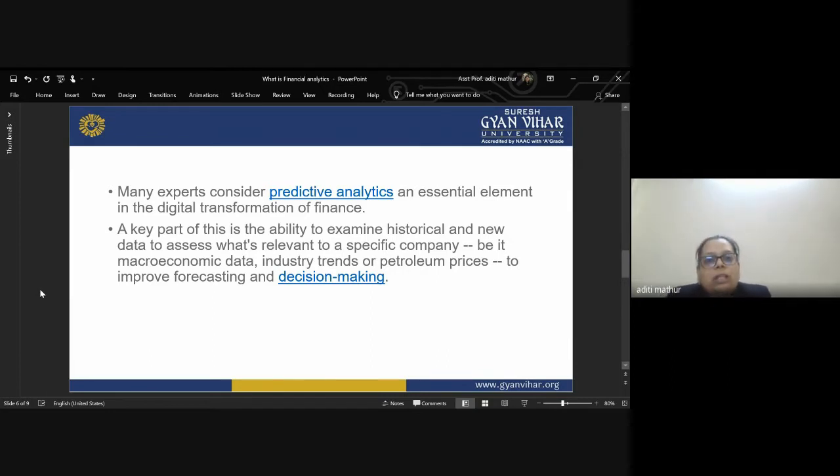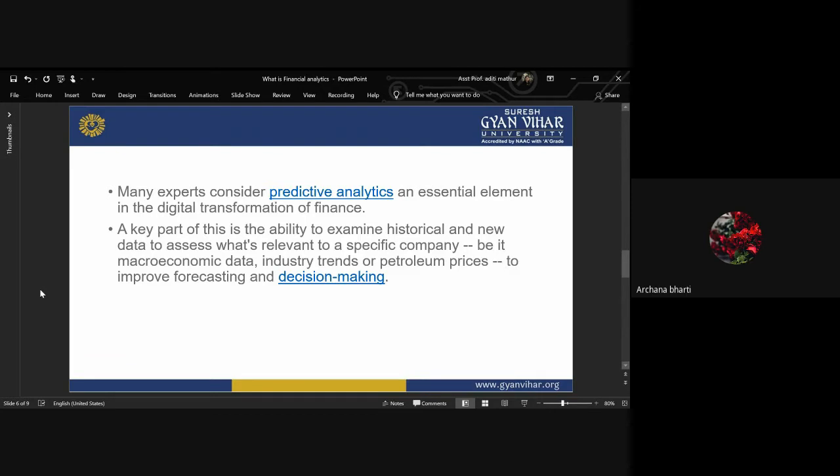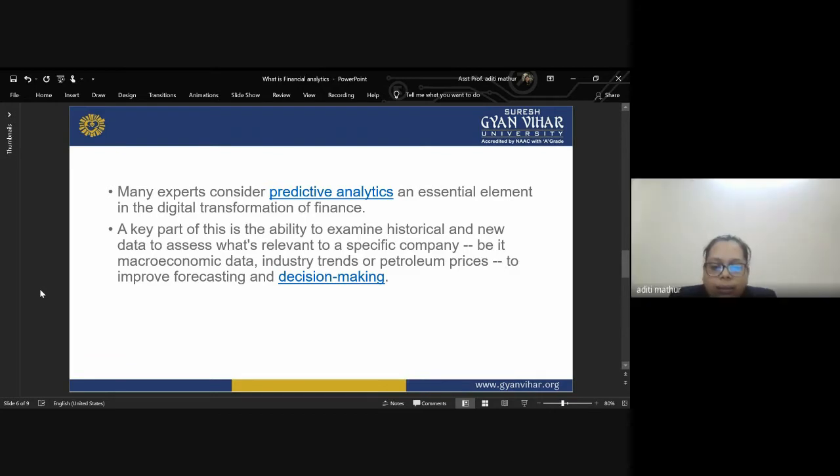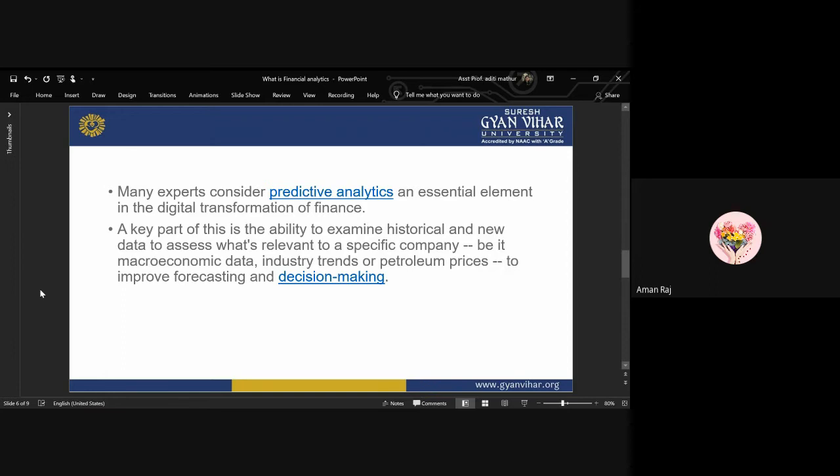Many experts consider predictive analysis an essential element in the digital transformation of finance. Now, if you talk about analysis, we have two types of analysis. Can anyone tell me what the two types are? One is predictive. What is the other one's name? Descriptive. Any other? One is also prescriptive.